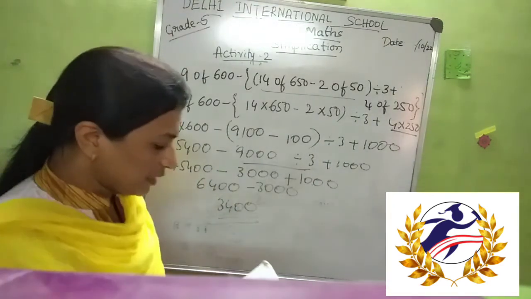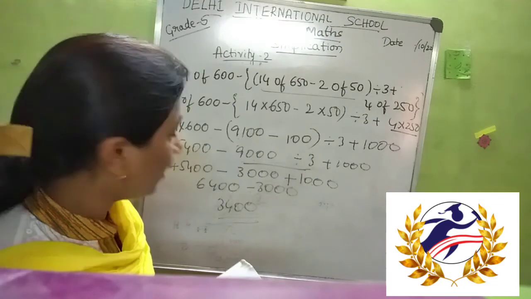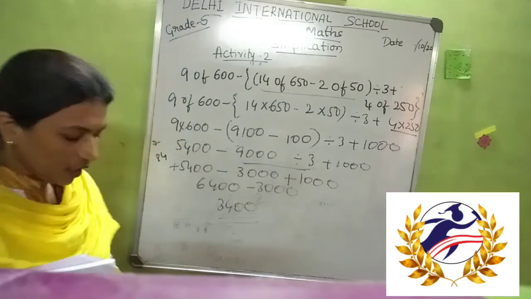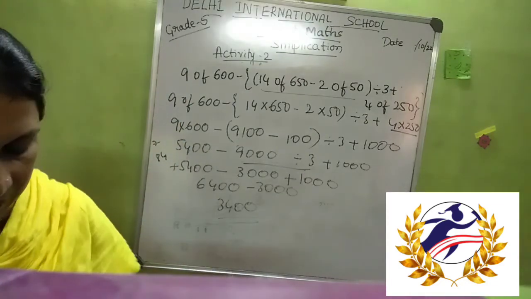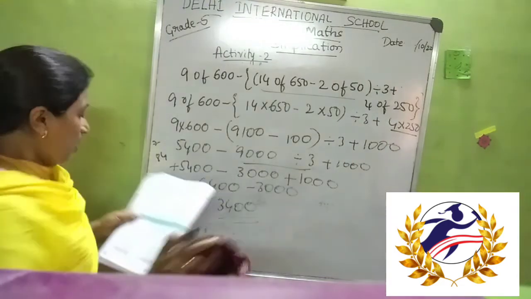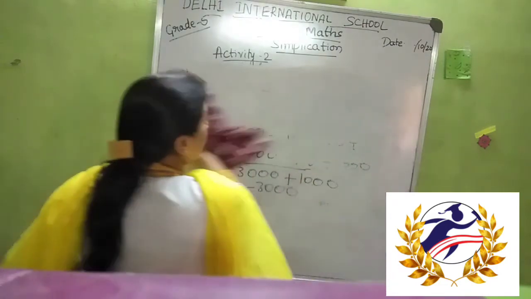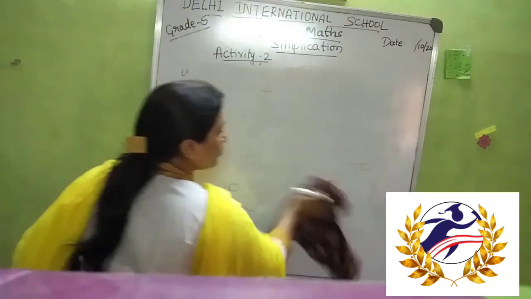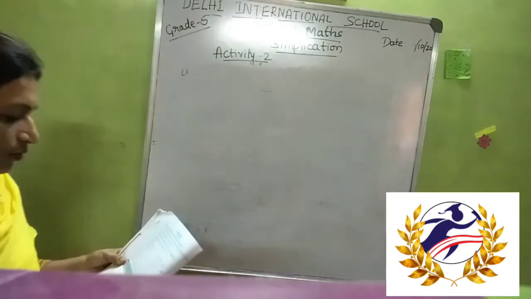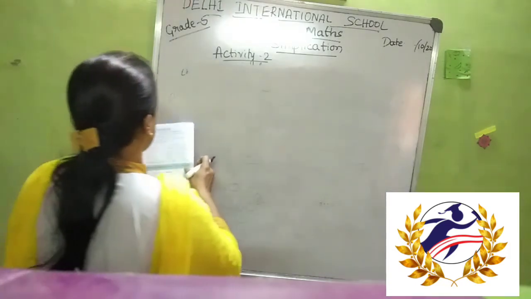Okay. So this is how this problem is solved step by step. Okay. So then we will move on to the next problem. Okay. So this is all about simplification, only using the BODMAS method. So let us solve one more problem, the last one.